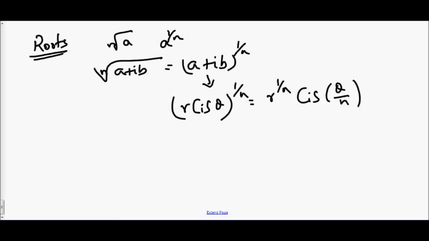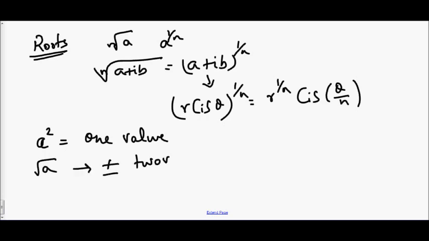But in this case, there is something very important to note, because when you square a number, you get one value, but when you find the square root, then you get plus or minus, two values. So you can take this as a very simple case to understand that when you are taking the roots, you can have as many values as the number of the root has.